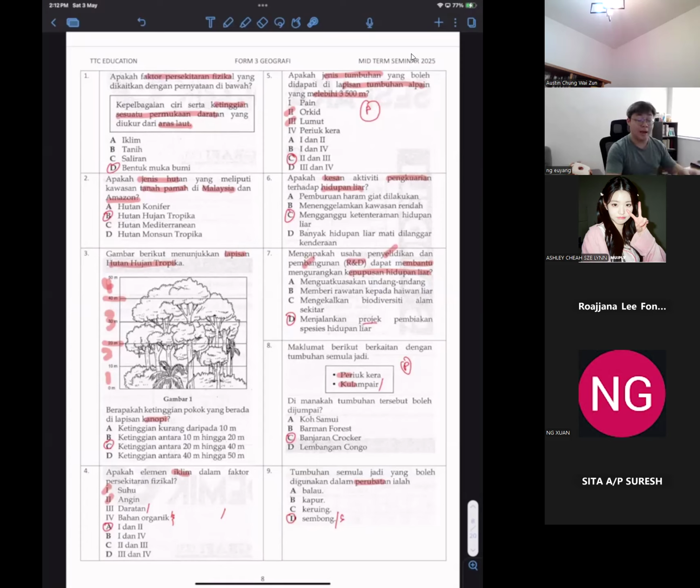This is your 3 structure within your geography paper. So bahagian A, 20 questions of MCQ multiple choice questions objective. So bahagian B will be your structure. So bahagian C will be essay. So essay usually is one question for 10 marks. Most likely it's trying to focus on kepentingan or kesan positive negative.